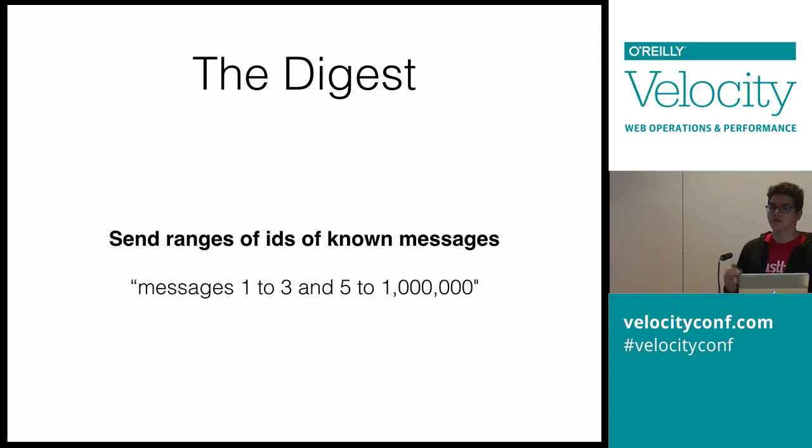So what we do is we send ranges of IDs of messages instead of a list. So a server might say, I have messages 1 through 3 and 5 through 1,000,000, instead of having to list all of those out. And this is great because it lets us represent these digests with usually just a few integers. And so this lets us keep a message for a much larger number of rounds. In our system, we keep it around for about 80,000 rounds, and the digest normally stays very small.